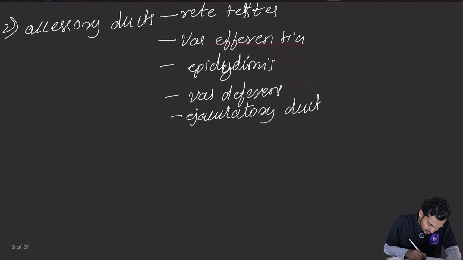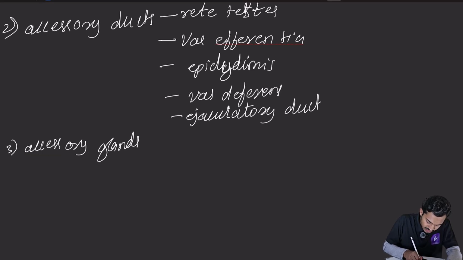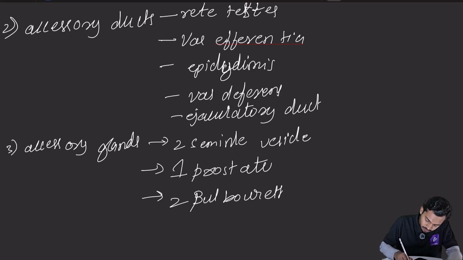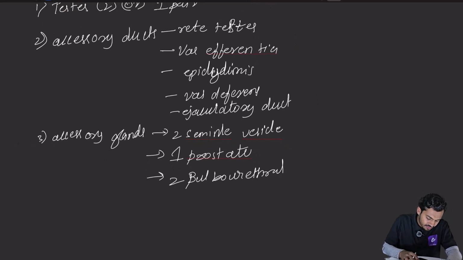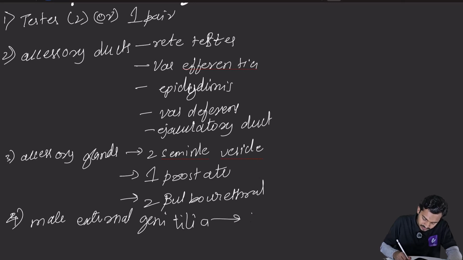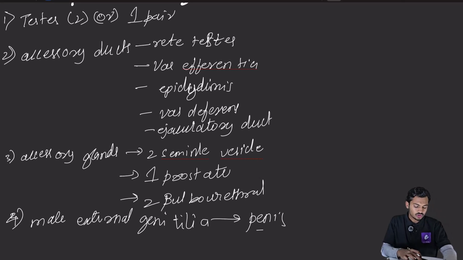Then we have accessory glands. Accessory glands में क्या क्या आते हैं? There are two seminal vesicle glands, one prostate gland, and two bulbourethral glands. Understood? Then we have male external genitalia, that is penis. Understood? So हमने क्या पढ़ा?